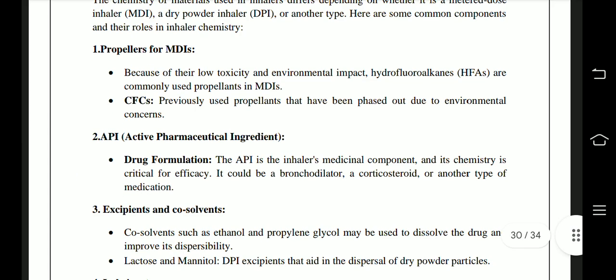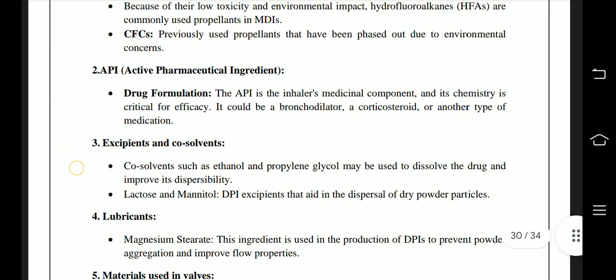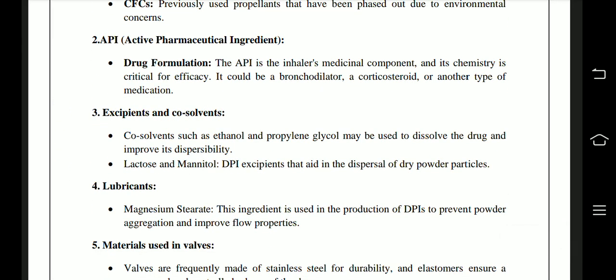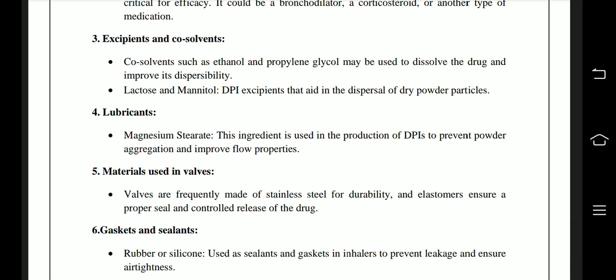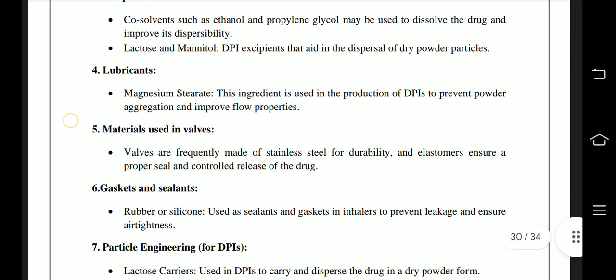Next one is active pharmaceutical ingredient, drug formulation. The active pharmaceutical ingredient is the inhaler's medical component and its chemistry is critical for efficacy. It could be a bronchodilator or another type of medication. Third one is excipients and co-solvents. Co-solvents such as ethanol and propylene glycol may be used to dissolve the drug and improve its dispersibility. Lactose and mannitol are DPI excipients that aid in the dispersal of dry powder particles.